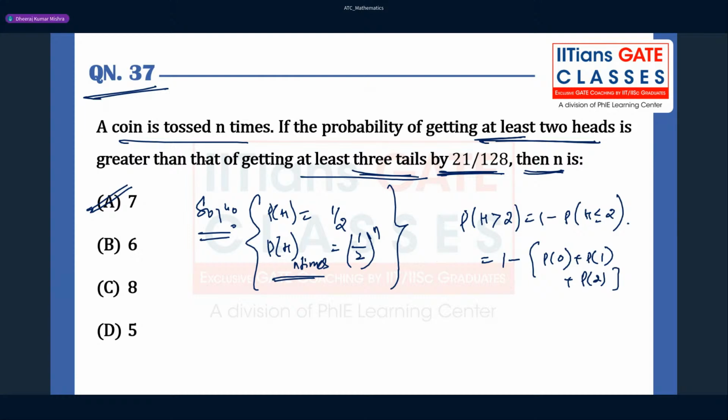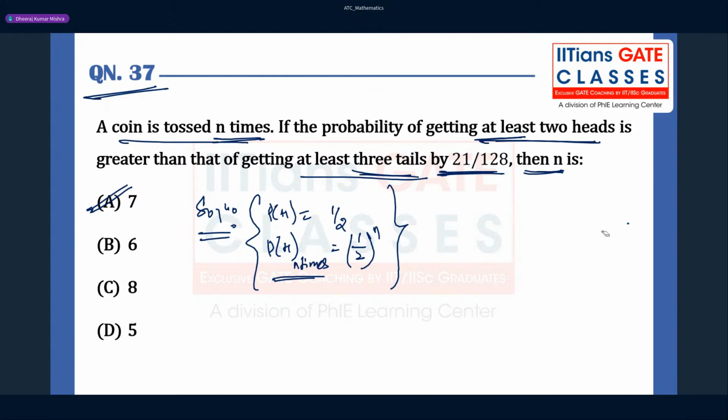Okay. But there are n number of tosses going on, right? So you have to understand this. Out of n tosses, how many heads you are going to get, right? That is the very important thing. So this is a very good question, right? And the difference they have given is this. If you solve this question, you will get option A only, right?